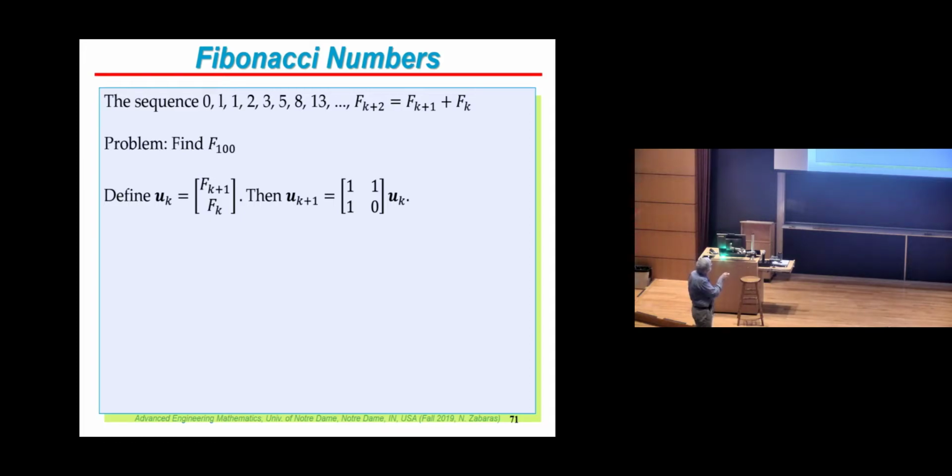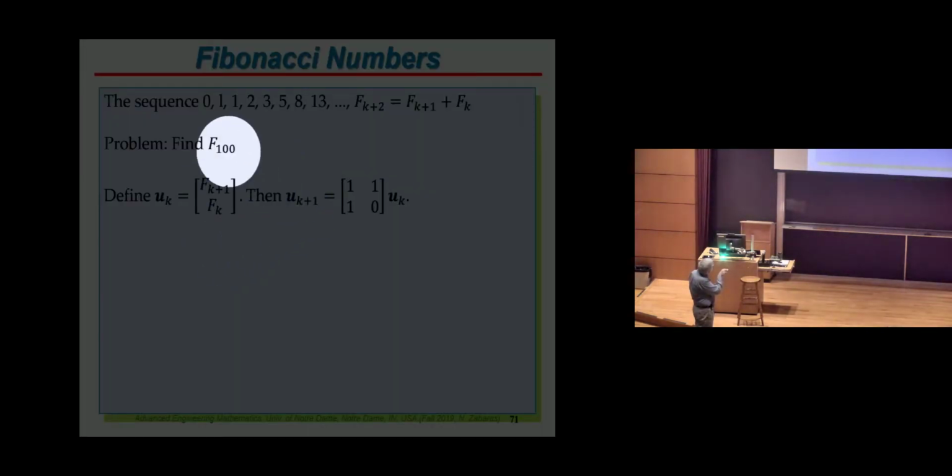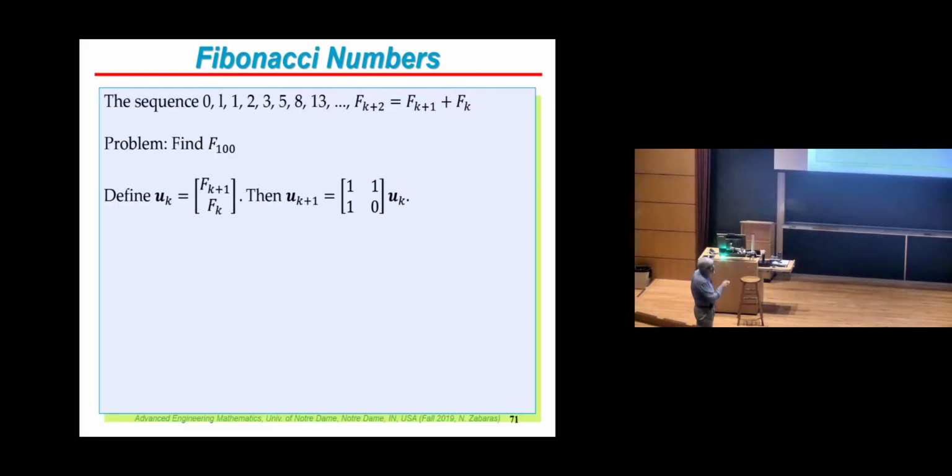How about the first component? The first component of this is fk plus 2. And what is fk plus 2? It is fk plus 1 plus fk, which is 1 times fk plus 1 plus 1 times fk. You see that?